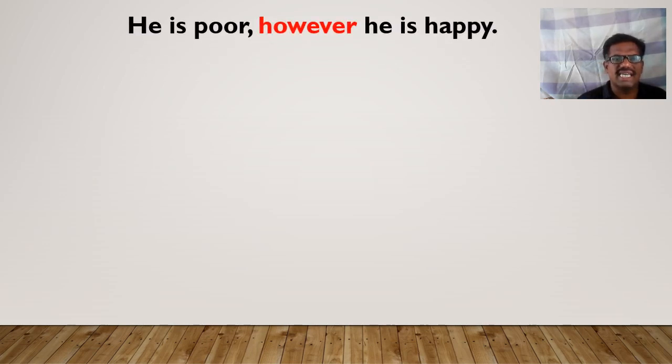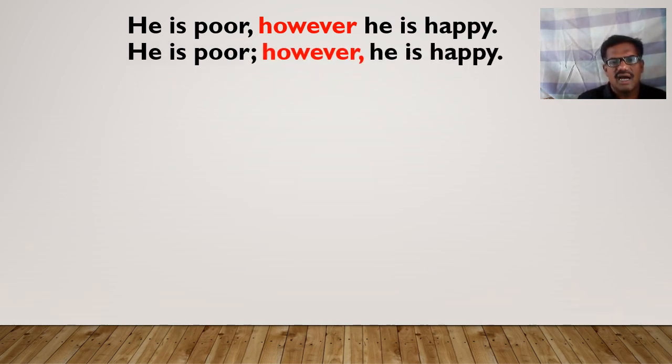Right, now let us have examples. He is poor, he is happy. Here, he is poor and he is happy are the two ideas or two sentences of contrast. So they are joined together with the conjunctive adverb however. Here, however is considered to be the coordinating conjunction as we see in the old grammar books. That is the reason however is preceded by a comma.